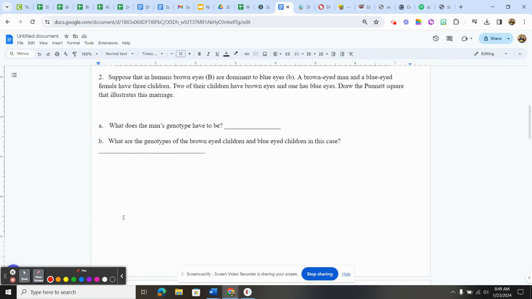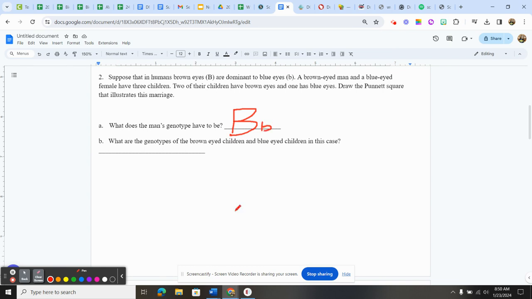All right. So the next one, suppose in humans that brown eyes are dominant to blue eyes. We have a brown-eyed man and a blue-eyed female, and they have 3 children. 2 of them have brown eyes and 1 has blue eyes. What does the man's genotype have to be in order for him to have blue-eyed kids? We know if he has brown eyes, he has to have at least one copy of that dominant, but what does the second letter have to be? It has to be a little b.